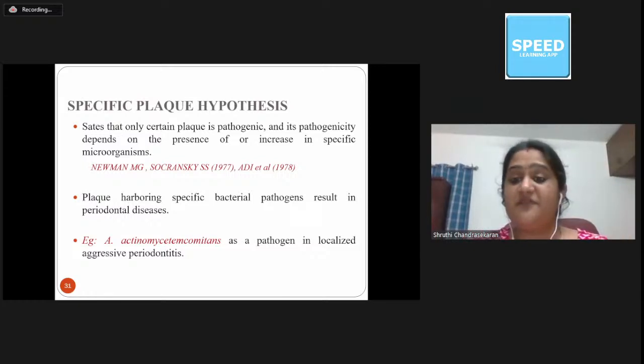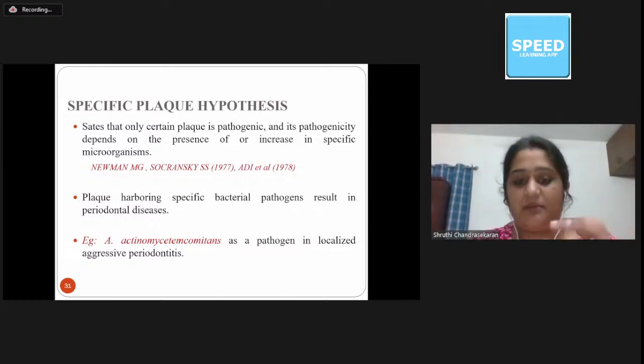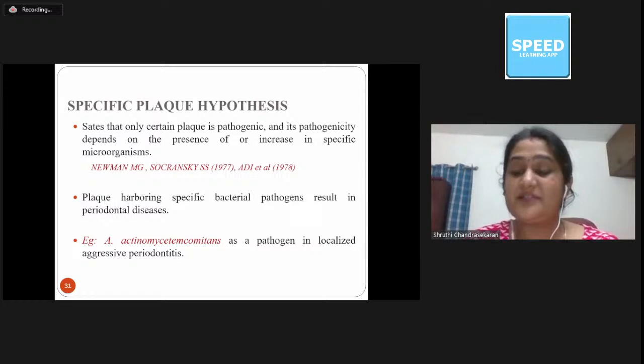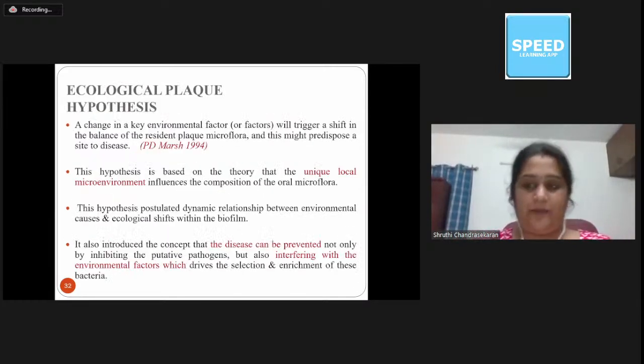Then came the specific plaque hypothesis, which was given by Newman and Socransky in 1977. This states that only certain plaque is said to be pathogenic, and this pathogenicity depends upon the presence or increase of certain specific microorganisms. Plaque harboring specific bacterial products or specific bacterial pathogens results in different types of periodontal disease. For example, it was realized in 1977 that increased levels of Aggregatibacter actinomycetemcomitans are found in localized aggressive periodontitis. So this was the specific plaque hypothesis which was given.